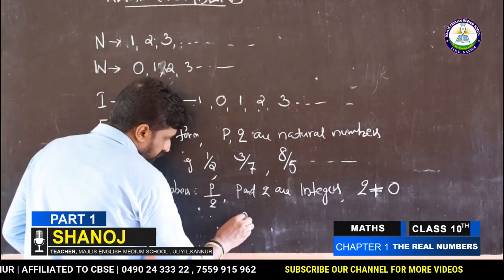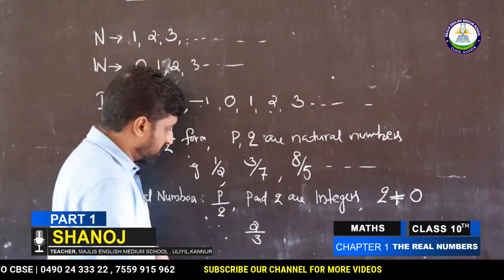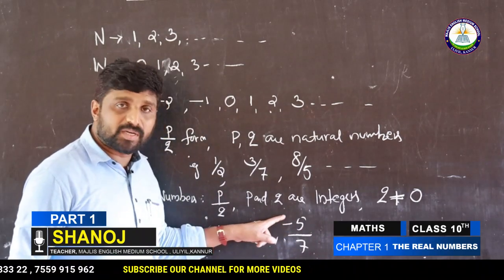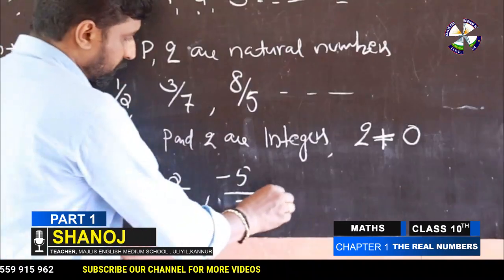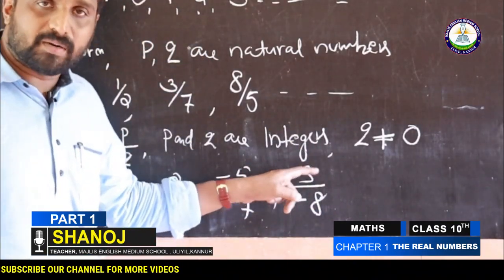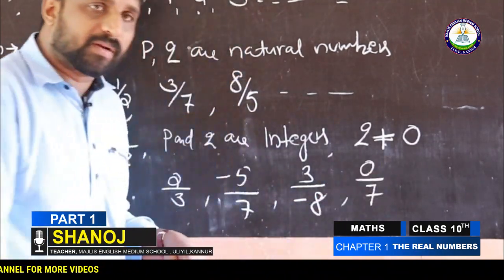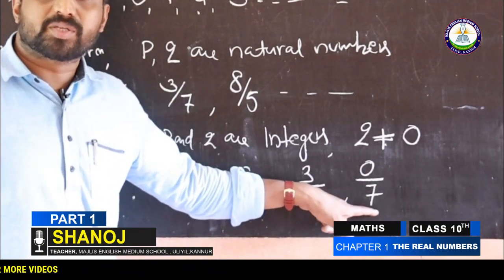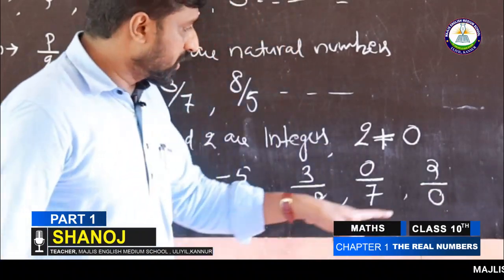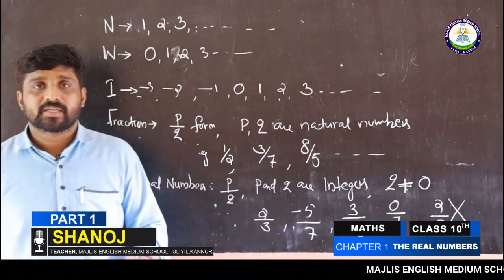For example, 2 by 3: 2 is an integer, 3 is also an integer. Minus 5 by 7: minus 5 is an integer, 7 is also an integer. 3 by minus 8: 3 is an integer, minus 8 is an integer, so this is considered okay. Then 0 by 7: 0 is an integer, 7 is also an integer. But 2 by 0, here the denominator is 0, that is not possible. Integers are considered like that.